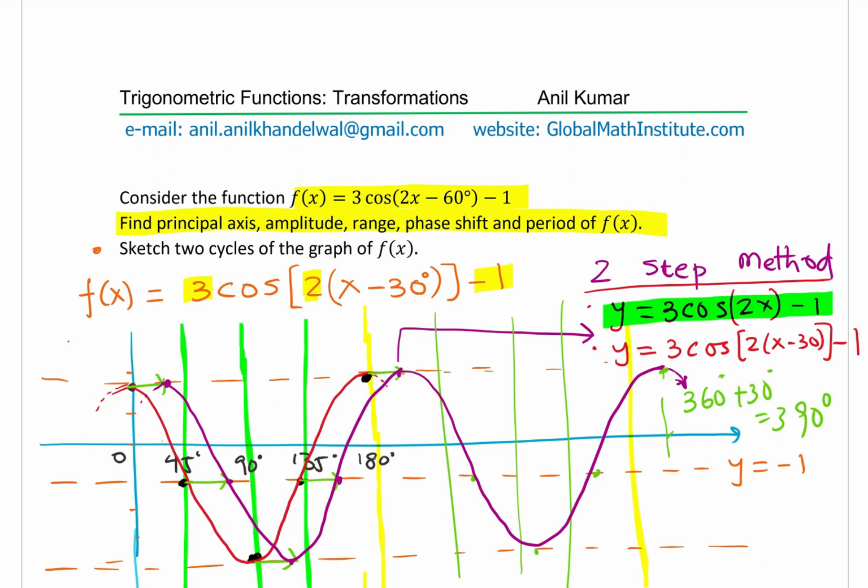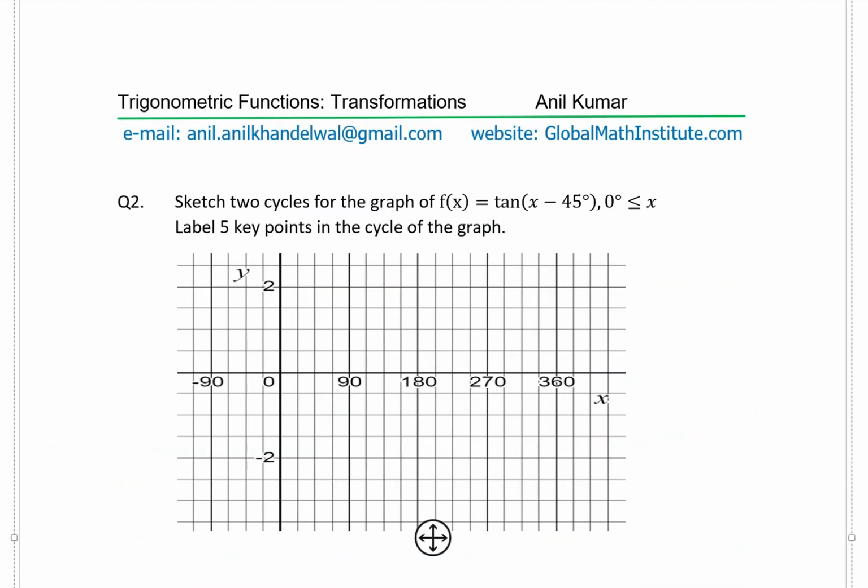Now let's look into the second part, which is the second question, which is based on tangent function. The question here is, sketch two cycles of the graph f of x equals tan of x minus 45 degrees, where x is greater than 0 degrees. Label 5 key points in the cycle of the graph.